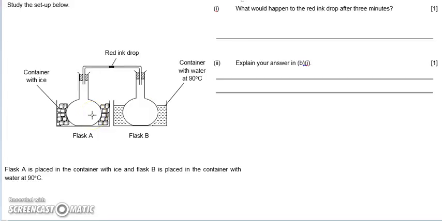So flask A is placed in a container with ice and flask B is placed in a container with water at 90 degrees. So what this means is that the heat in the air inside the flask will be absorbed by the ice. That means it will cool down, and we know that cold air contracts, okay? And the opposite is happening in flask B, where the warm water is providing heat and heating up the air inside the flask.